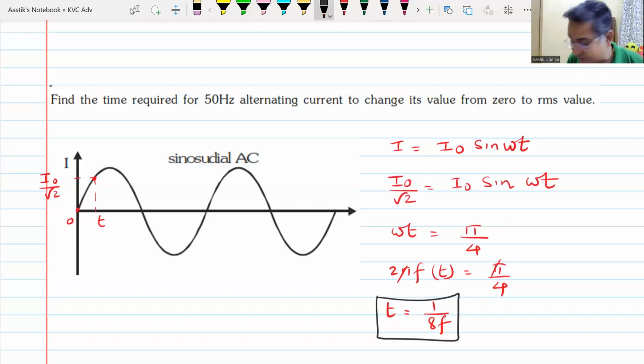Whether they ask you time from here to here, or they ask you time from here to here, both the things are same because it is a sine wave. I hope you understand this. I'll give you 2 minutes to note this down.